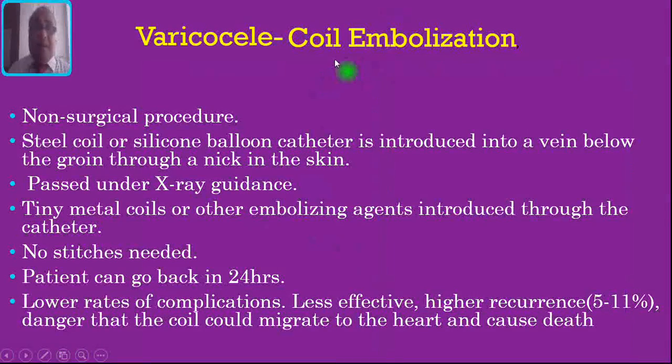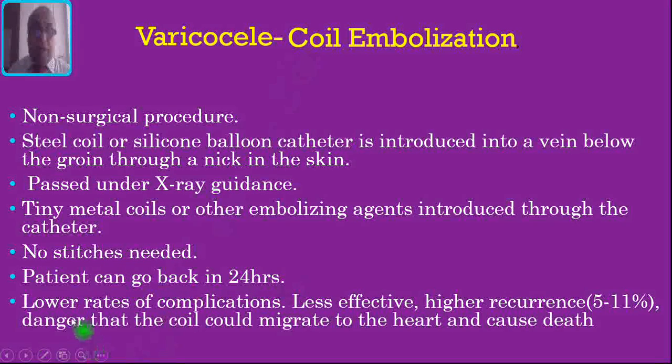So there is another non-surgical procedure, which will be done by the interventional radiologists, what is called percutaneous coil embolization. A steel coil or silicon balloon catheter is introduced into a vein below the groin through a nick in the skin. This coil or the catheter is passed under X-ray guidance. Tiny metal coils or other embolizing agents are introduced through this catheter. There is no need for any stitches. The patient can go back home in 24 hours.